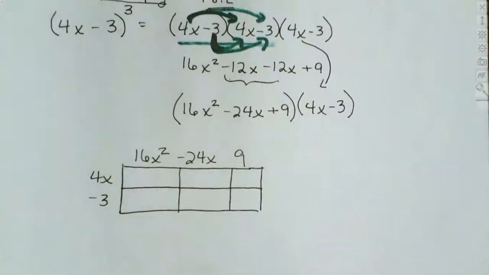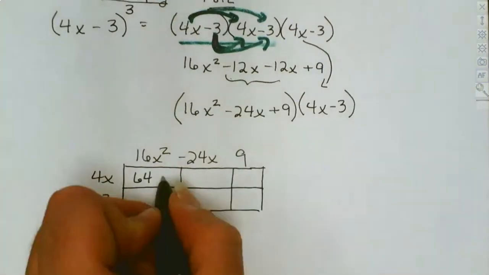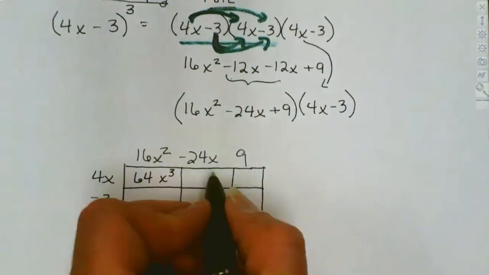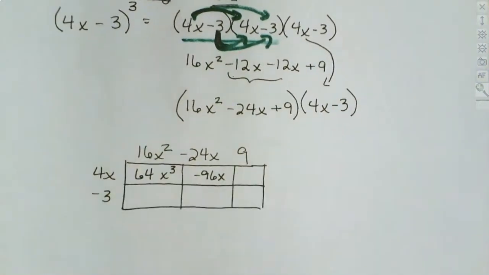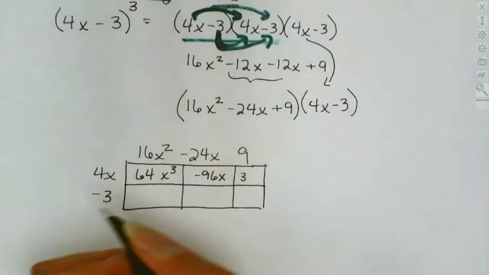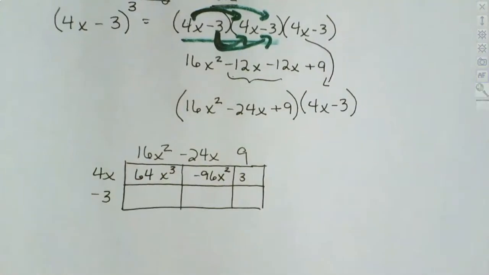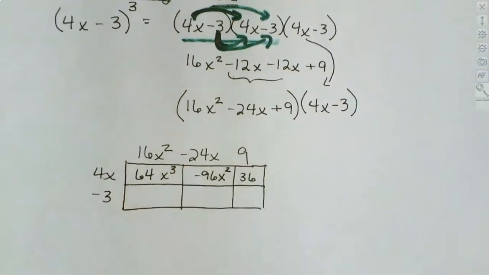Okay, so 16 times 4, I believe that's a 64. I always like to double check myself, so that's going to be a 64x cubed. Then we've got 4 times a negative 24. That makes it a negative 96x. 4 times 9 is a 36. Oh, sorry, that should be an x squared. My mistake. So that should be a minus 96x squared. 4 times 9 is a 36x.